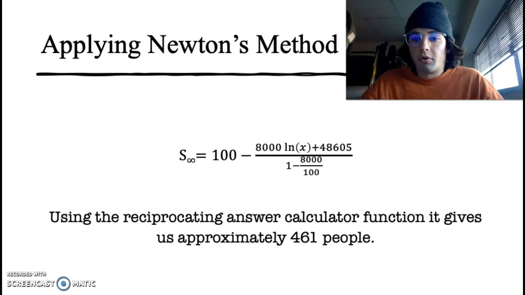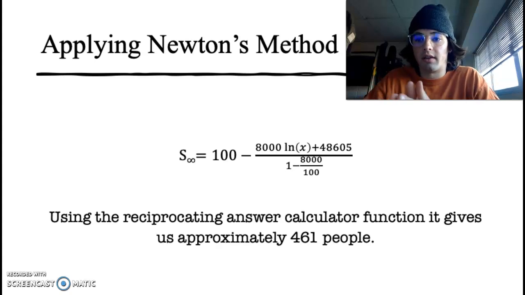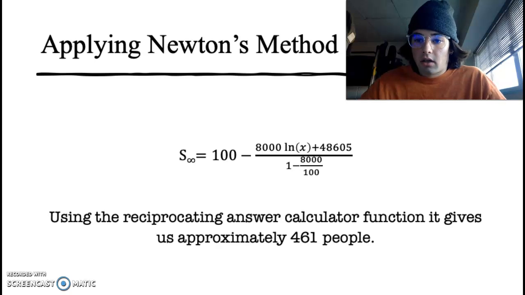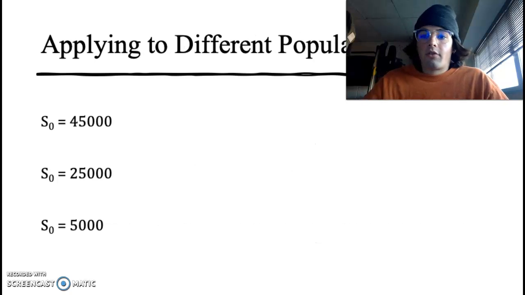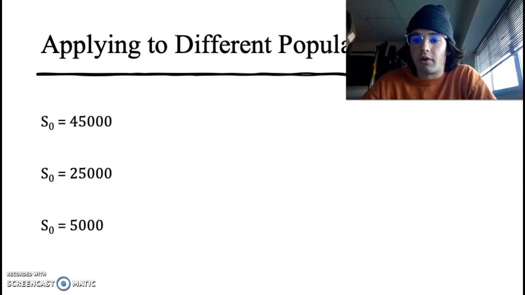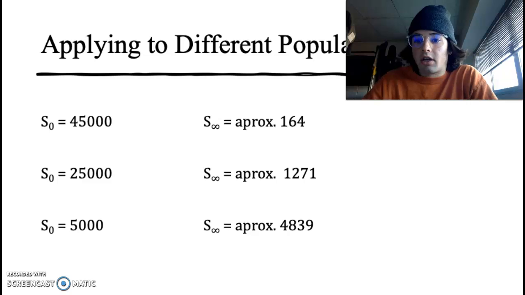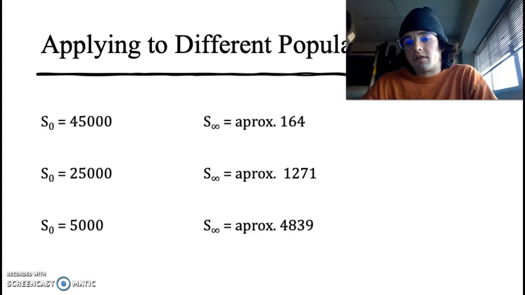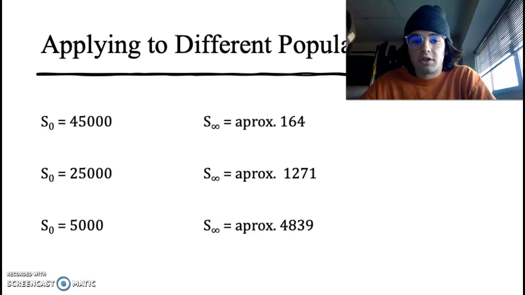This is a really valuable thing because we're able to use this and figure out how many people are not going to get infected in the SIR model. So we're able to apply this using different population sizes. The only differentiation is that we need to add this initial population to our initial guess of 100. That is the only differentiation, which allows us to get the S infinity is approximately 164 people with a 48,000 person or 45,000 person initial population.